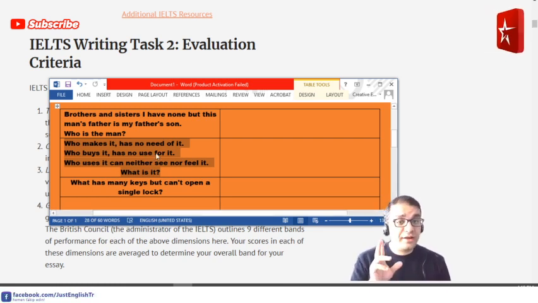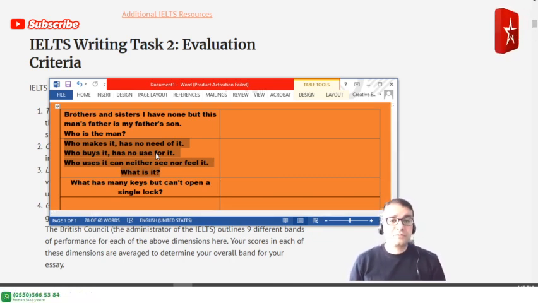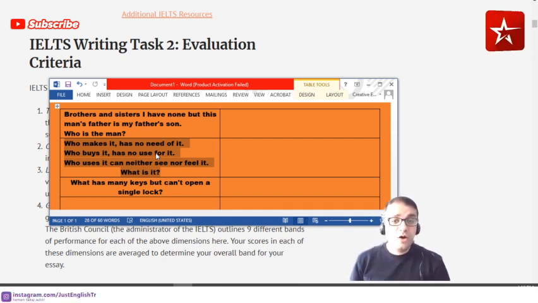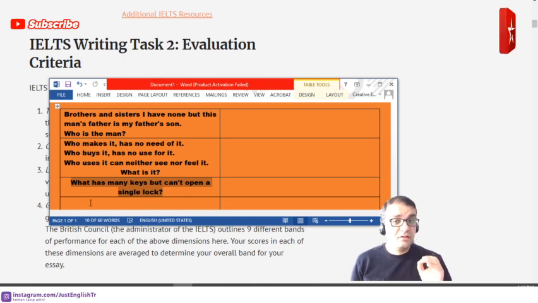Now, let's go for number three of this technique. Look here. Sometimes in the passage, and it comes as a question, when we, for example, write about something, but this something in the passage has a lot of meanings. So it's not exactly working on it. You don't know what the subject is talking about. It's like this question here, what we see here. What has many keys but can't open a single lock?